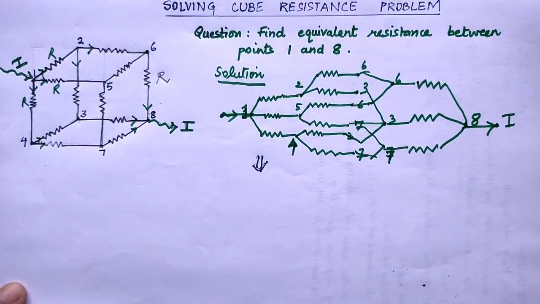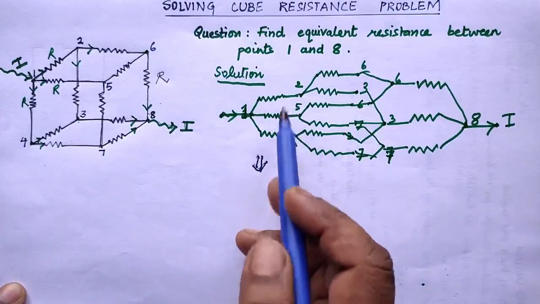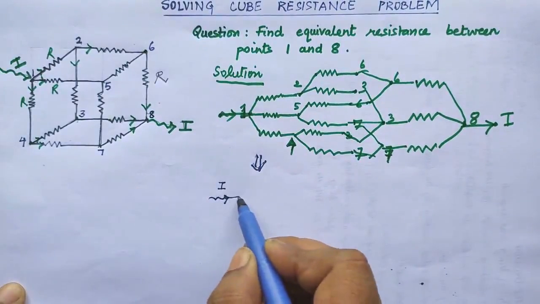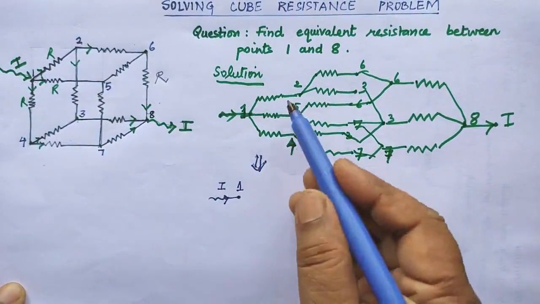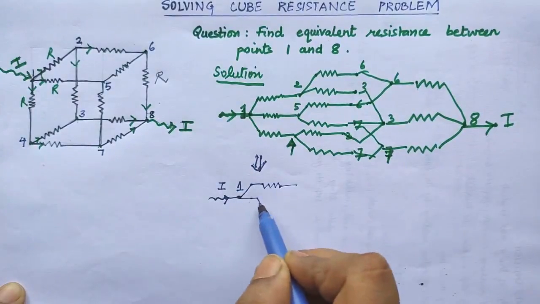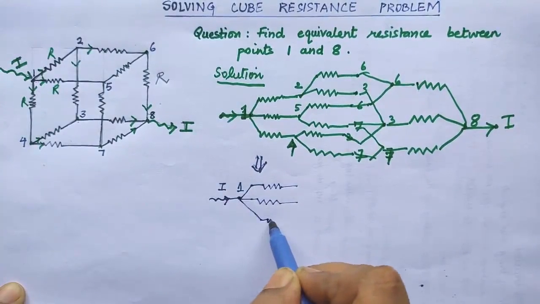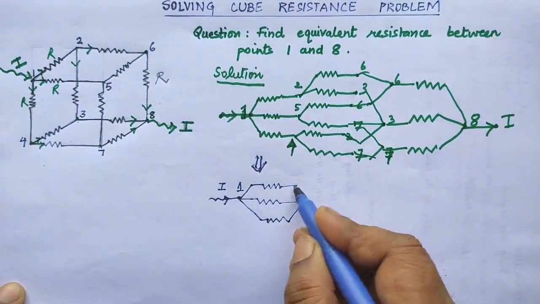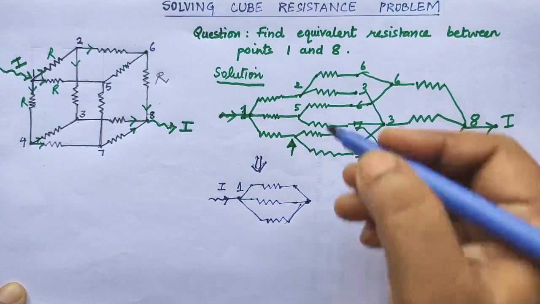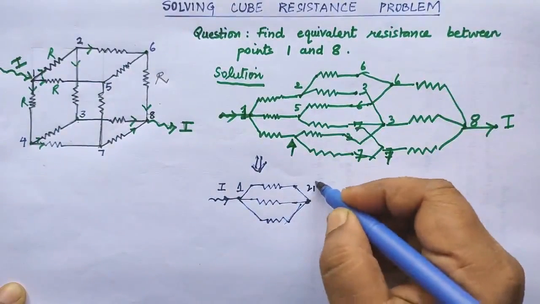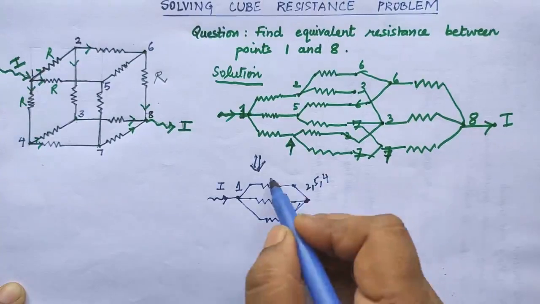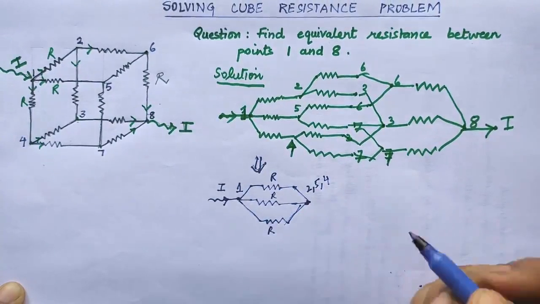Now let us redraw this. Redrawing this diagram here. Current enters at point 1. Then it encounters 3 resistances. So let me draw them: 1, 2 and 3. And these 3 resistances are now combining together at one point. This point has the same potential, so let us label it as point 2, 4, 5, having the same potential. Here the value of the resistance, of course, is the same.